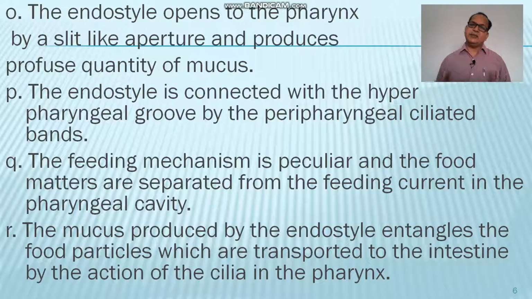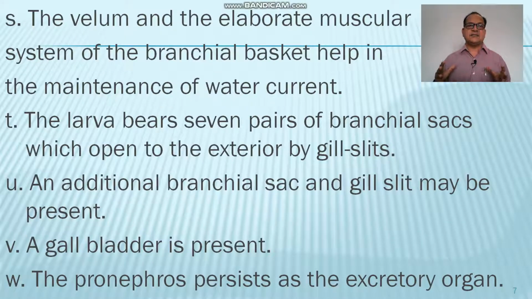The feeding mechanism is peculiar. In Ammocoete larva, the food matter is separated from the feeding current in the pharyngeal cavity. The mucus produced by the endostyle entangles the food particles, which are transported to the intestine by the action of cilia of the pharynx. The velum and the elaborate muscular system of the branchial basket help to maintain the water current.